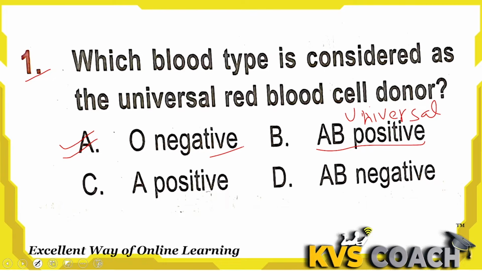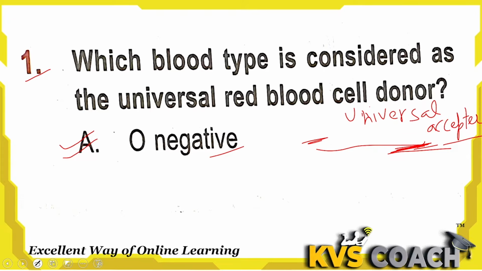But AB positive blood group does not have A and B antibodies in its blood. So this person cannot give blood to anyone but only AB positive people. Okay, so it is known as universal acceptor, but it can accept blood from anyone, from O negative, O positive, A, B, any blood it can accept, but cannot donate. Okay, so O negative is universal donor and AB positive is the universal acceptor. Okay, so option A is the right answer here.